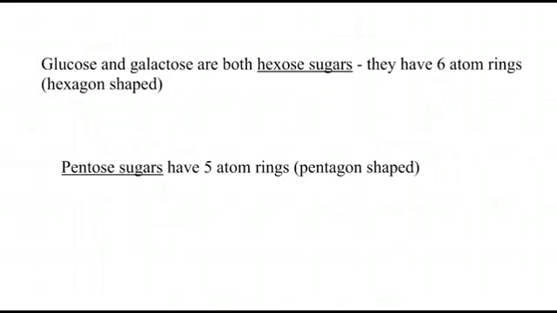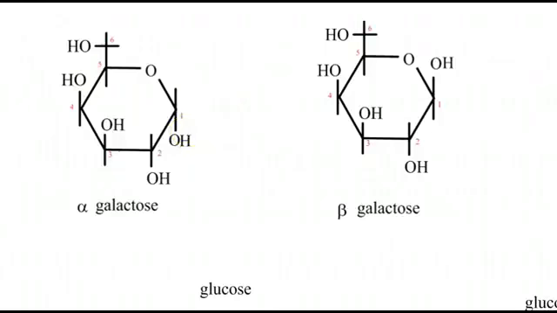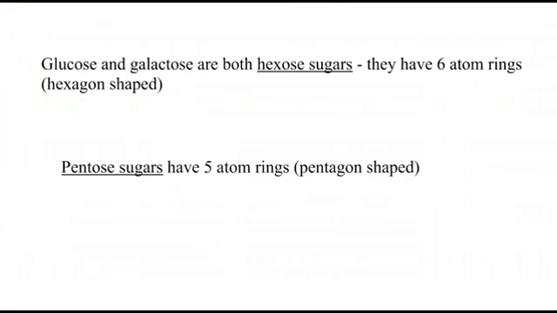Glucose and galactose are both what we call hexose sugars because they have 6-atom rings. They're hexagon shaped, and that's pretty obvious here. There's also another type of sugar. Actually, there's lots of types of sugars, but one of the ones we're going to look at right now are the pentose sugars, and these have a 5-membered ring, which is pentagon shaped. So here's the first one.